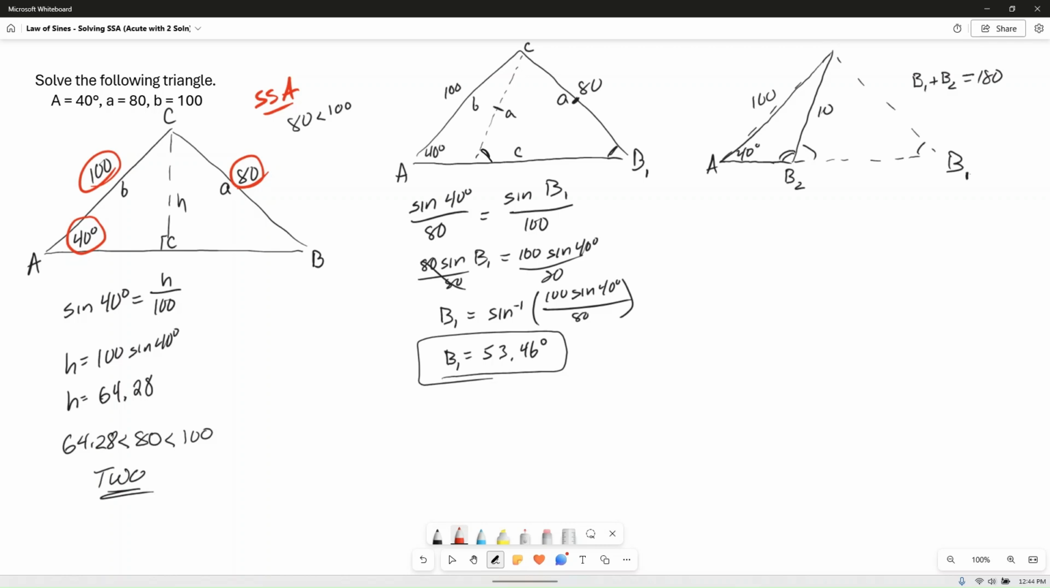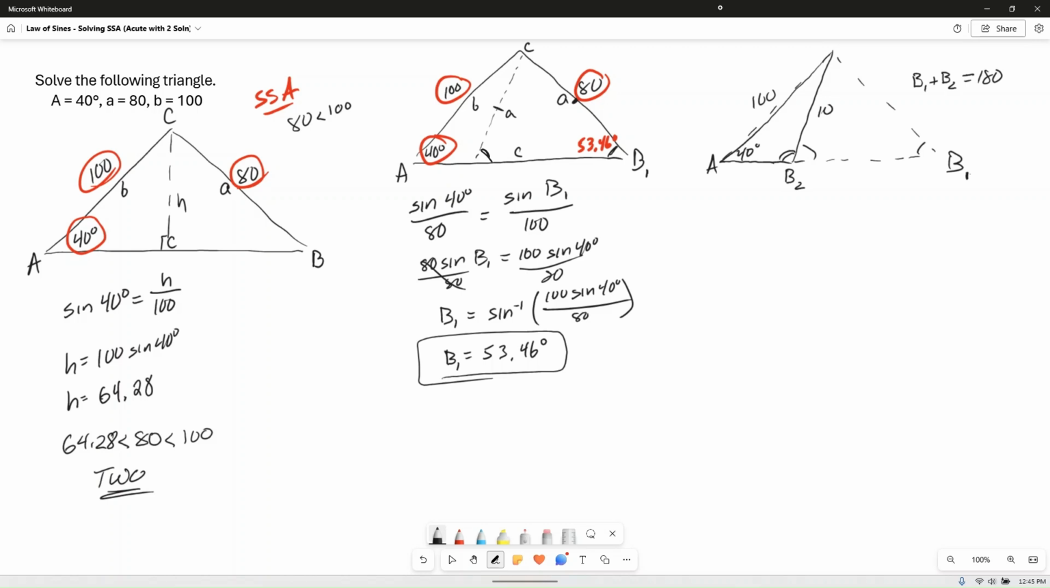Okay, so we know angle A, side B, and we now know angle B1 is 53.46 degrees. So all that's left is finding angle C and side C.